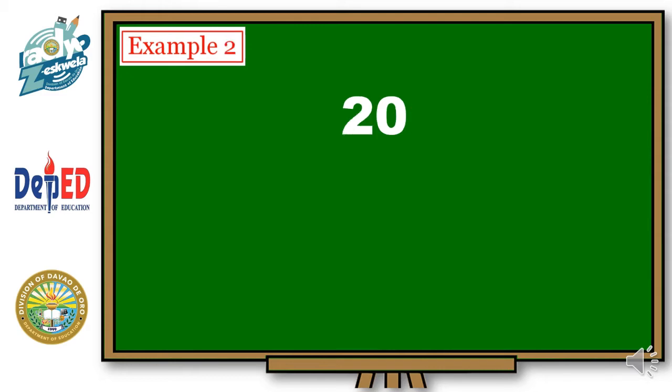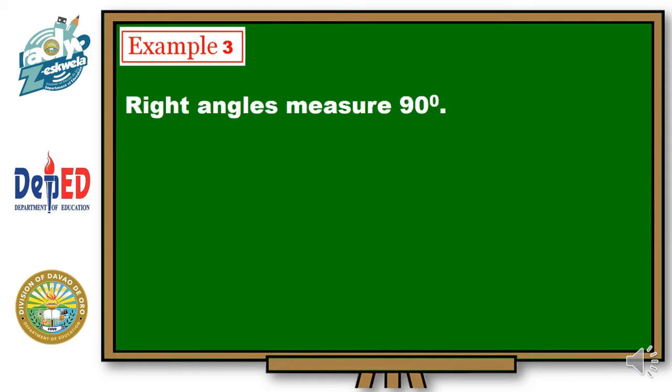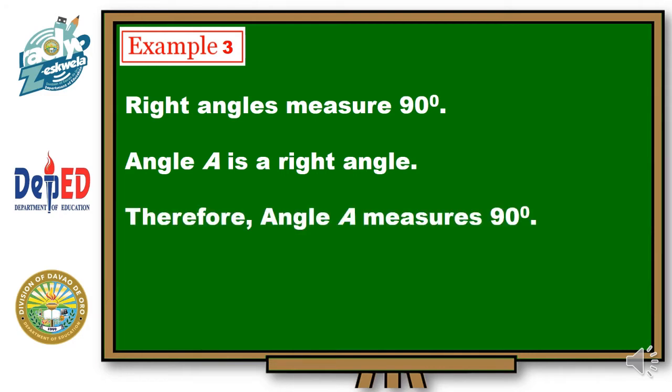Next, a number 20 ends with 0. Therefore, 20 is a number divisible by 5. Example 3. Right angles measure 90 degrees. Angle A is a right angle. Therefore, angle A measures 90 degrees.